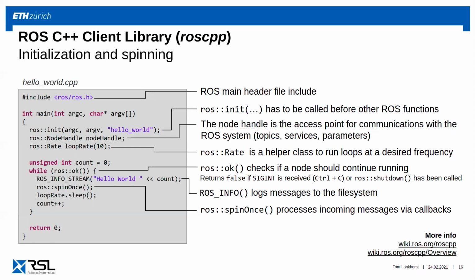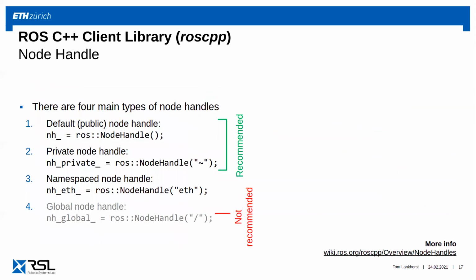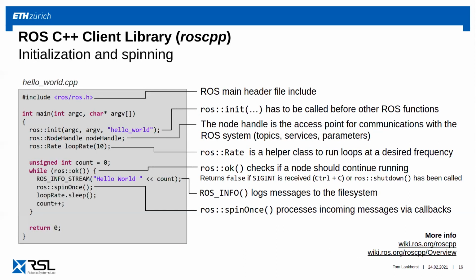Then we will call the sleep function on the loop rate variable, which effectively makes the loop wait until the time has passed to ensure a loop rate of the specified frequency of 10 Hz.